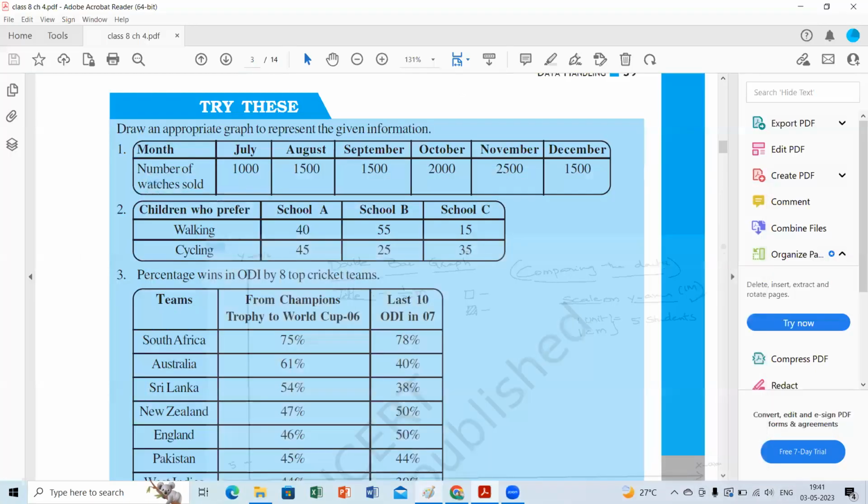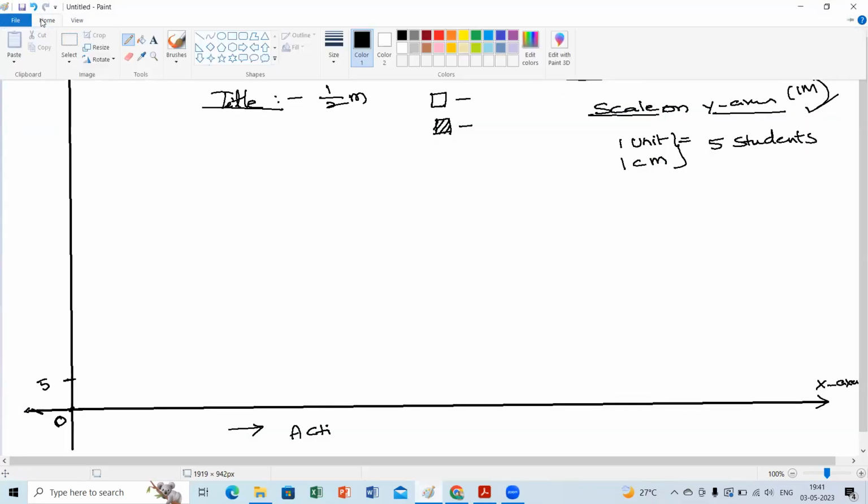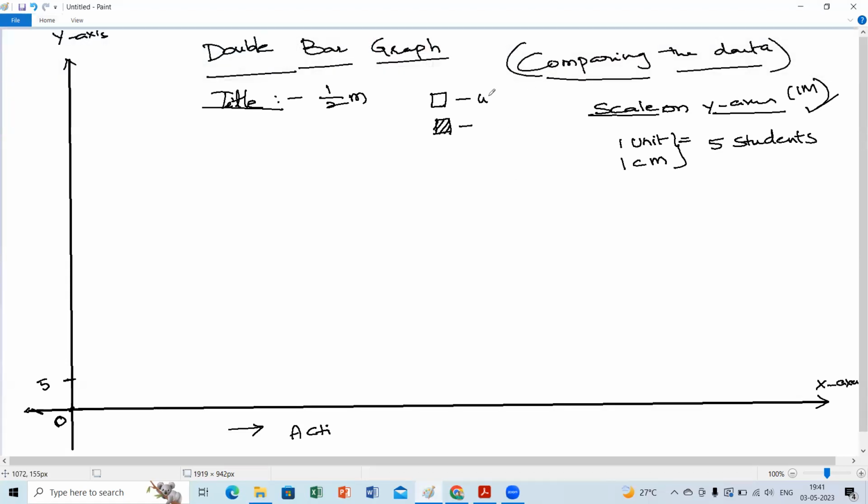Or else you can use different colors also. You can take 2 colors for one activity. For example, green for walking, and for cycling you can take some other color. That is also one way. Your wish, children, that's not compulsory, it depends on you. One is walking, one is cycling. These are the 2 things.